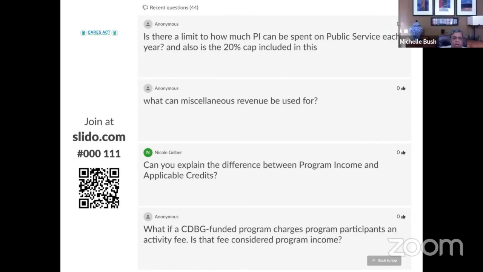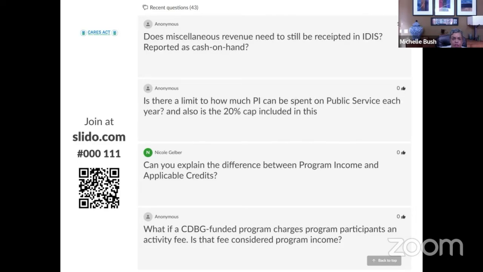Okay, is there a limit to how much program income can be spent on public service each year? And also, is a 20% cap included in this? So there is a 15% cap on public service, and that would include your program income. And I'm trying to understand, and also is the 20% cap included, I think the answer is the 20% cap applies to program income? And the answer to that would also be yes.